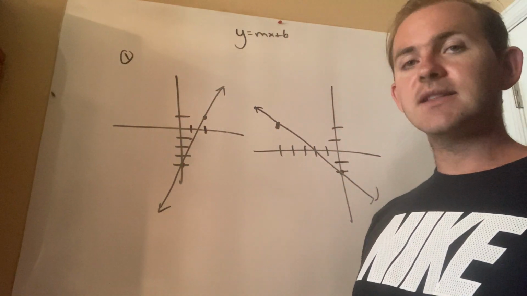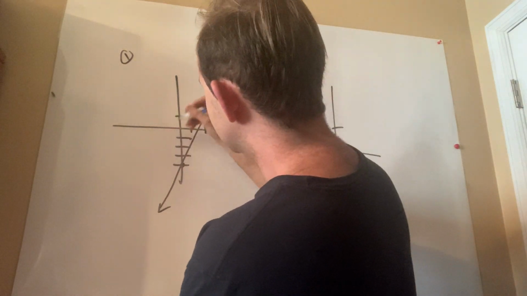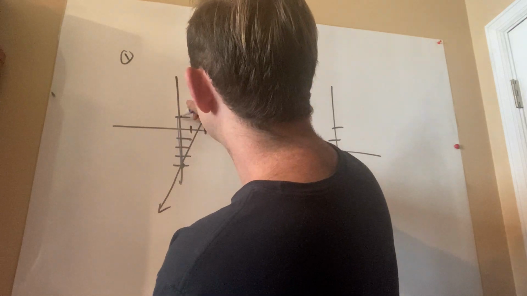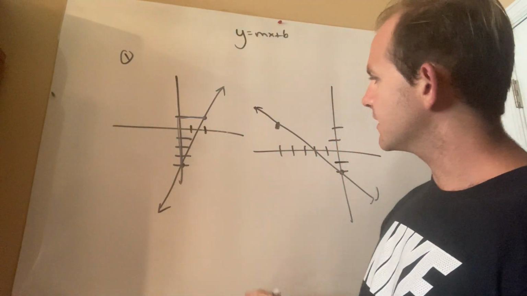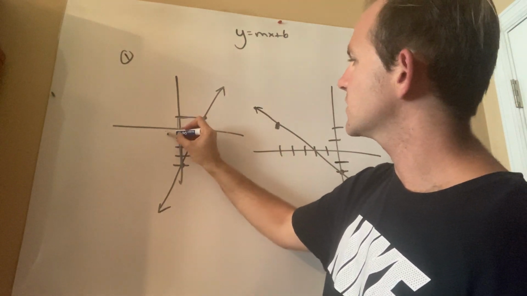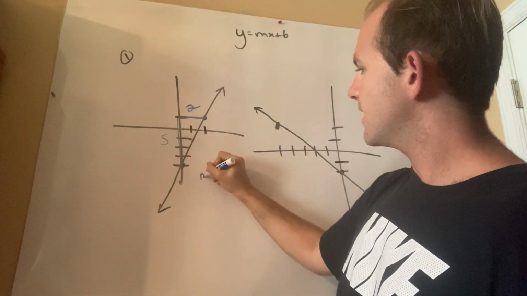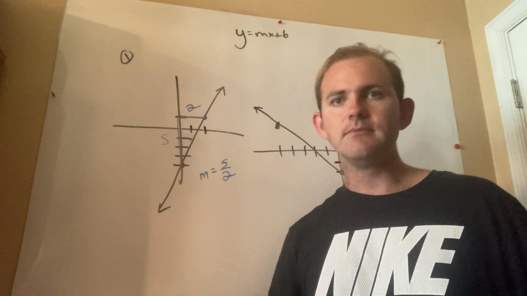Number 1, let's find the slope first. To find slope, what I'm going to do is go from one point and rise and then run. So in this case, let's actually calculate that. Starting here, I go 1, 2, 3, 4, 5. So I rose 5, and then I ran 2. So what that means is that my slope is 5/2.